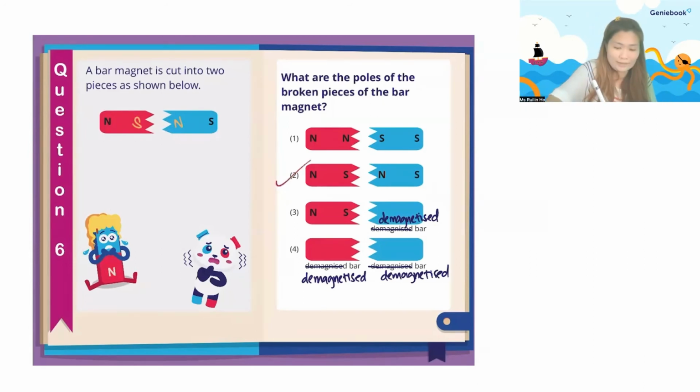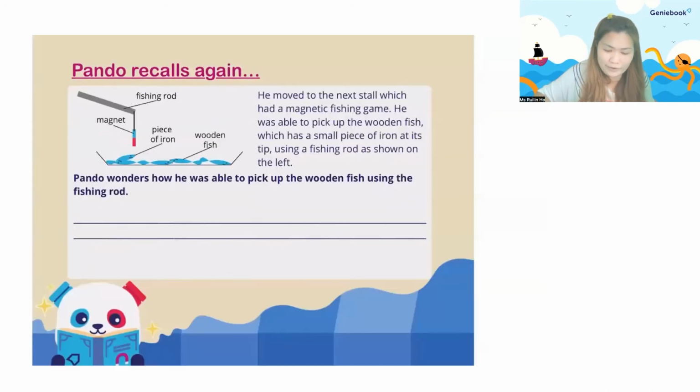Right, so let's look at a Panda recalling question again. He recalled some game. So just now he was at a game store, now he's moving on to another one with the magnetic fishing game. I believe you all played that before, right? Sometimes maybe your parents bought you those games, or maybe you go out and play those games where you have this magnet and then you try to attract the fishes.